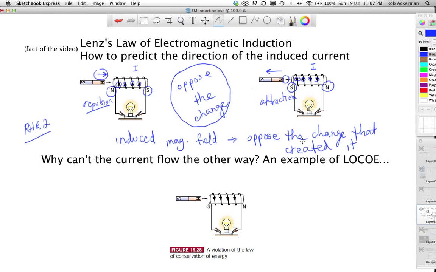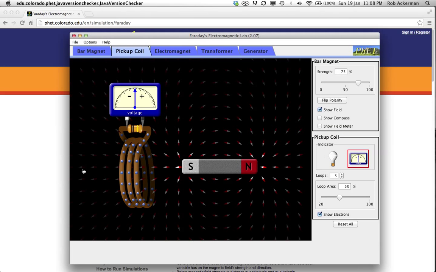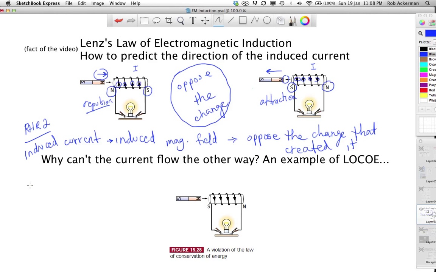And of course, remember, where does the induced magnetic field come from? It comes from the fact that there is an induced current. So I guess I could go one step further back in the chain here. Induced currents cause induced magnetic fields, which oppose the change that created them. What induces the current? Again, back to the PhET simulation, changing magnetic fields induce currents. So we could go a step further back here.